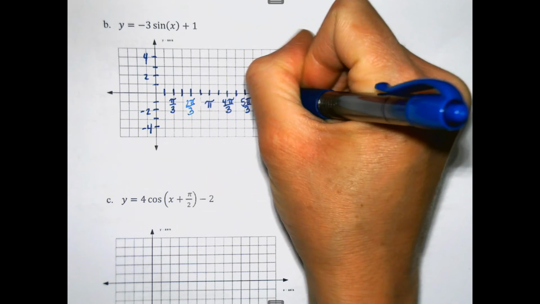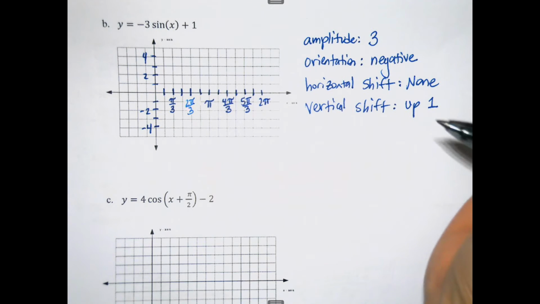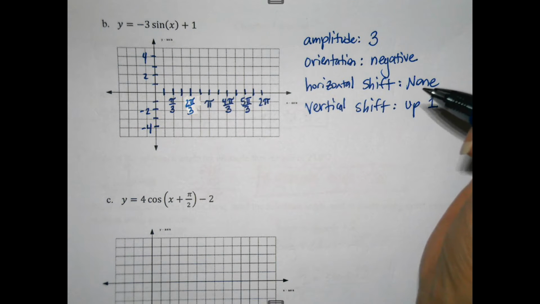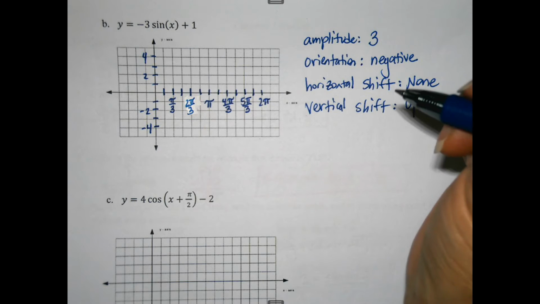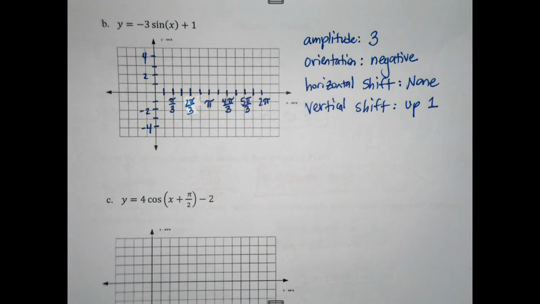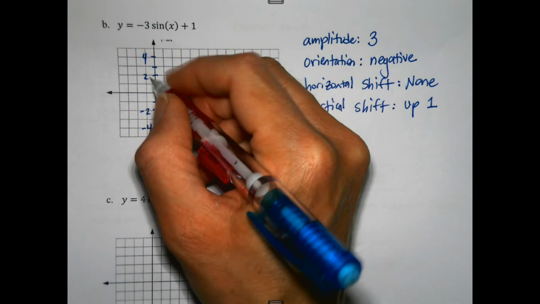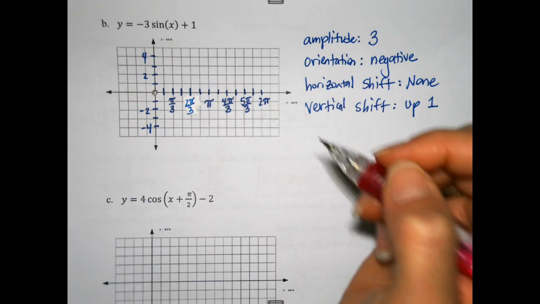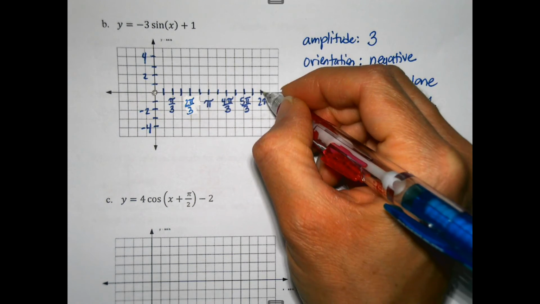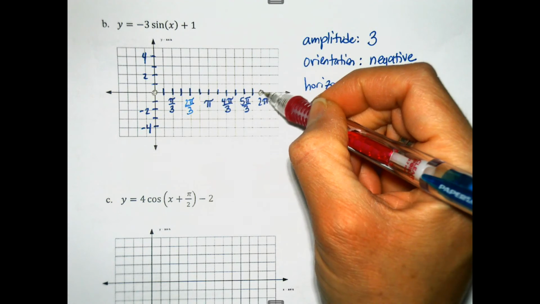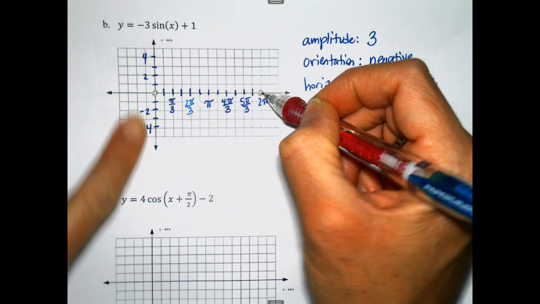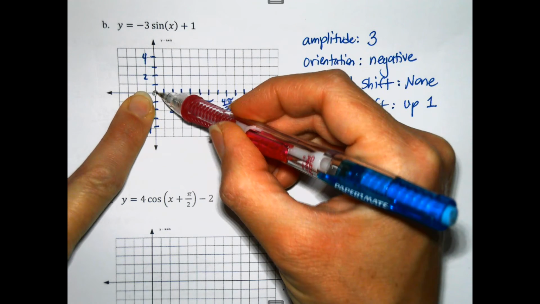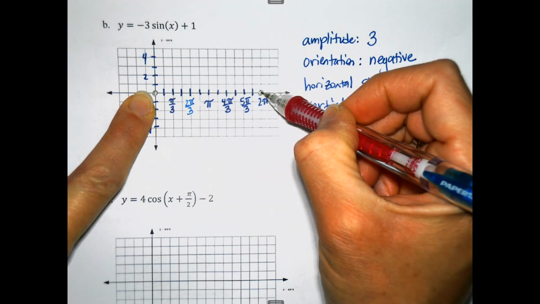And 12 pi over 6 gets us to 2 pi. Now this is a sine function and it's negative. Remember that sine functions start at the origin. So I know I'm going to start at the origin and end on the x-axis out at 2 pi, because one full cycle of the sine function goes from 0 to 2 pi, and it starts on the x-axis and ends on the x-axis.